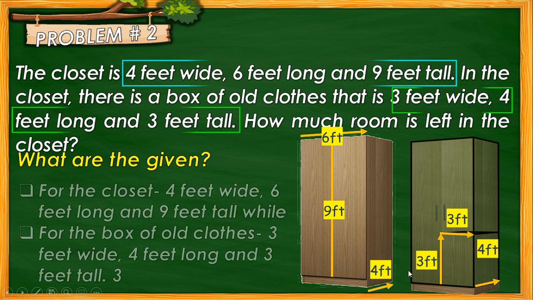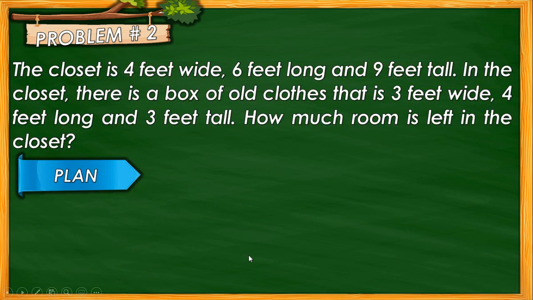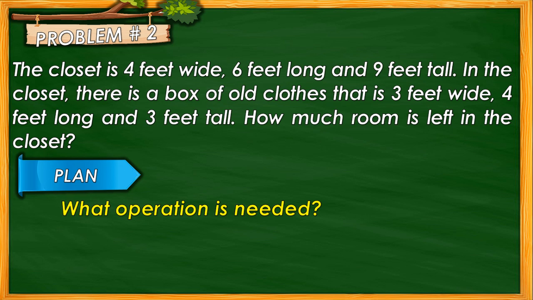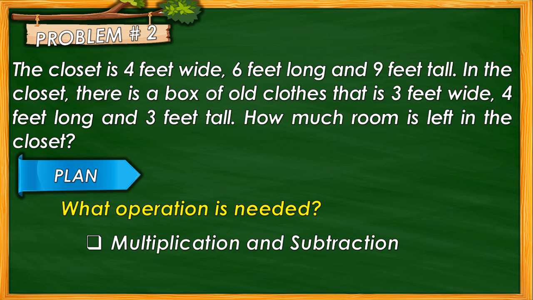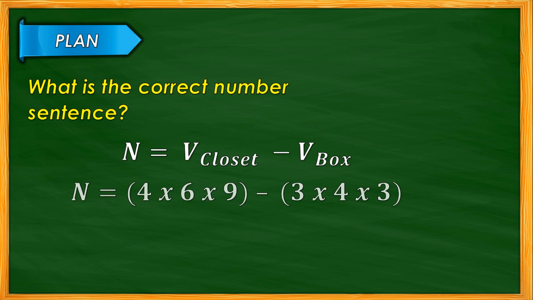So what are the given? The given for the closet are 4 feet wide, 6 feet long, and 9 feet tall, while for the box of old clothes it is 3 feet wide, 4 feet long, and 3 feet tall. So let's plan. The operations needed are multiplication and subtraction. Then what is the correct number sentence? The correct number sentence: n is equal to volume of the closet minus volume of the box. So this would be the number sentence.